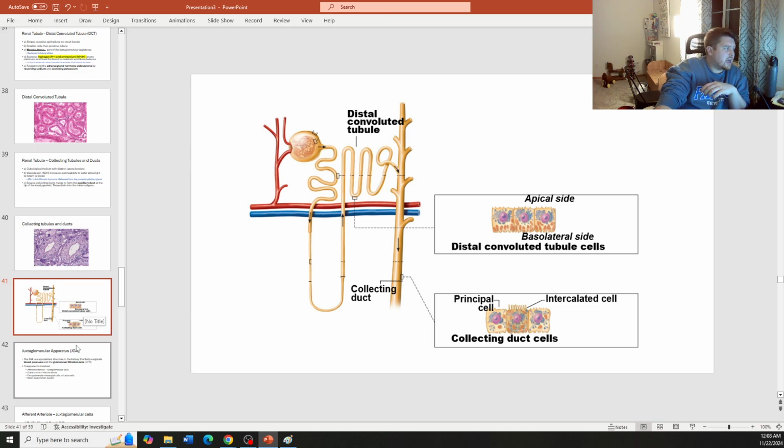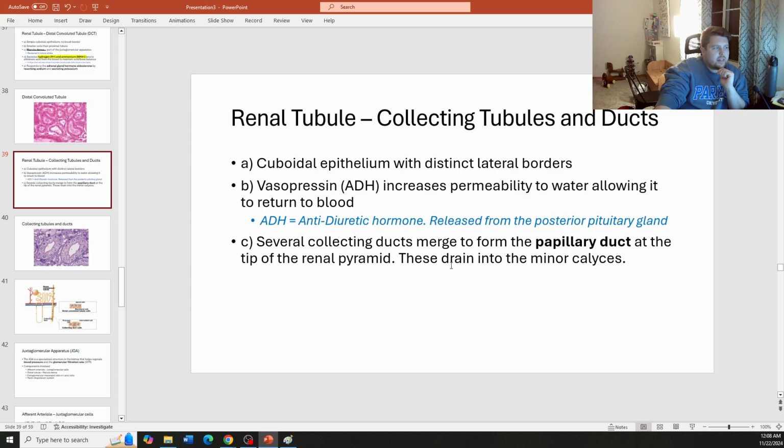And then the collecting ducts, they all merge together to form what's called a papillary duct. I mentioned that word way back in part 1, and that is located at the tip of the renal pyramid. The renal pyramid is located in the medulla of the kidney.